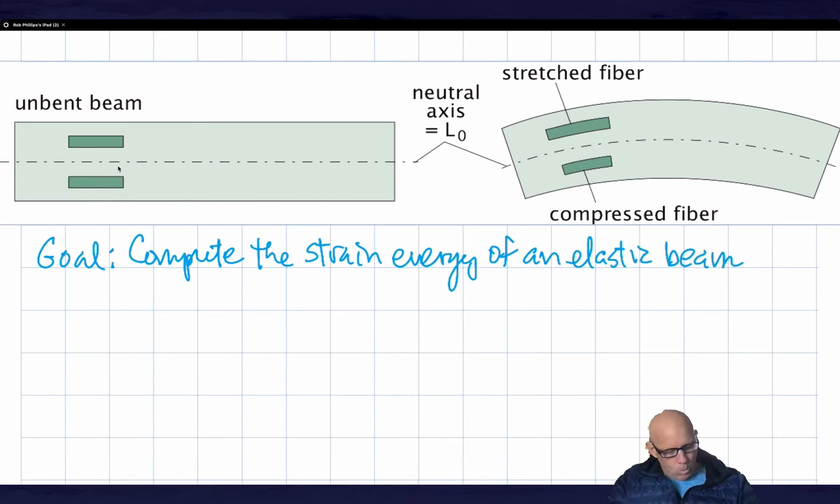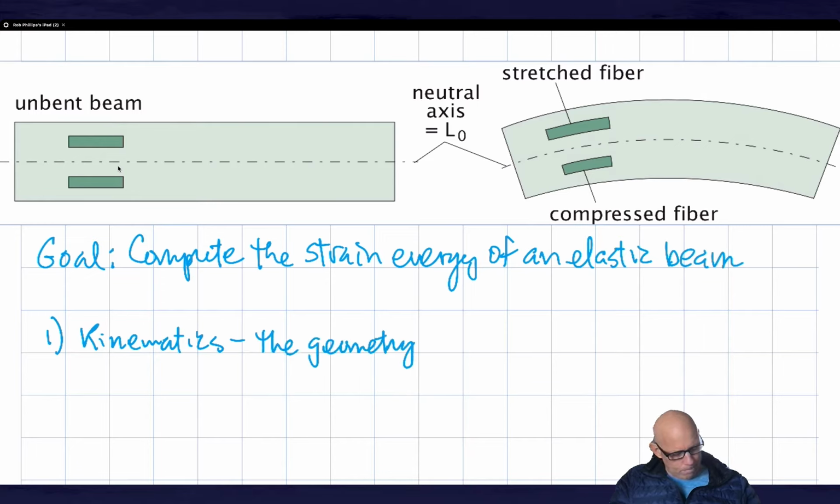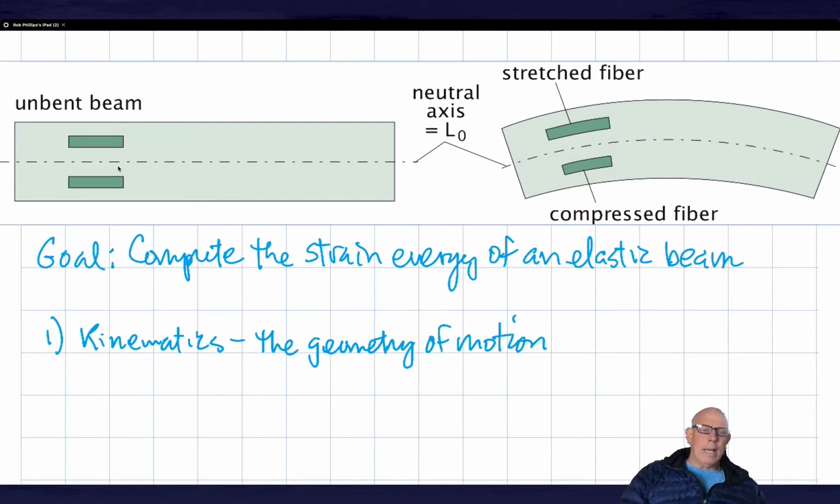So the first order of business, one, is kinematics. So kinematics refers to the geometry of motion, or the geometry of deformation. And, in a way, you could think about Galileo's famous experiments on the projectile as, in a certain sense, kinematics. He was telling us about the position as a function of time without really telling us anything about the relationship to the underlying forces that cause that motion. So kinematics is about the geometry of motion.